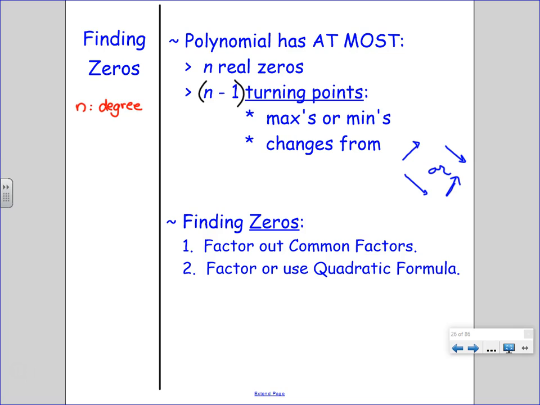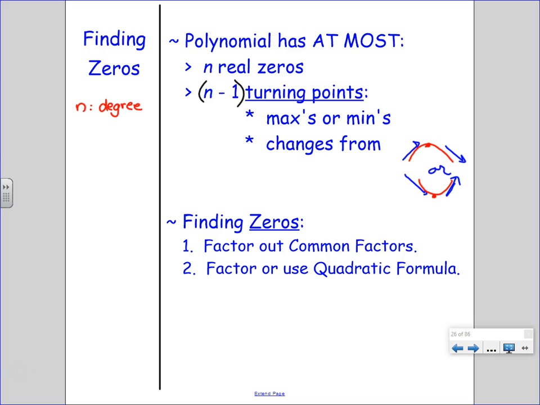It has at most n minus 1 turning points. And the turning points for a polynomial, remember, there are smooth terms, would be maximums and minimums. I just said it plural because a function might have more than one, like the W. But maximums and minimums will always occur when a continuous function changes from going up to going down or going down to going up. Just a quick little preview of what's to come.